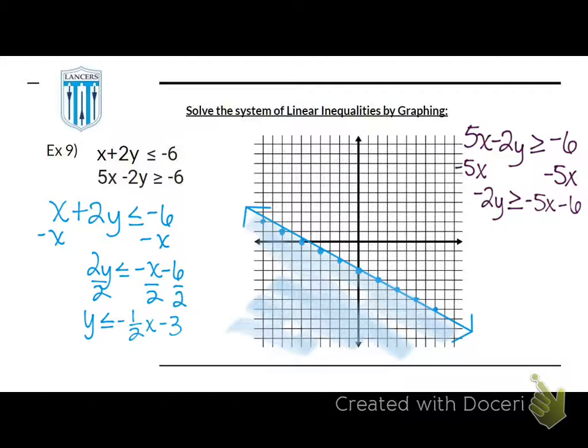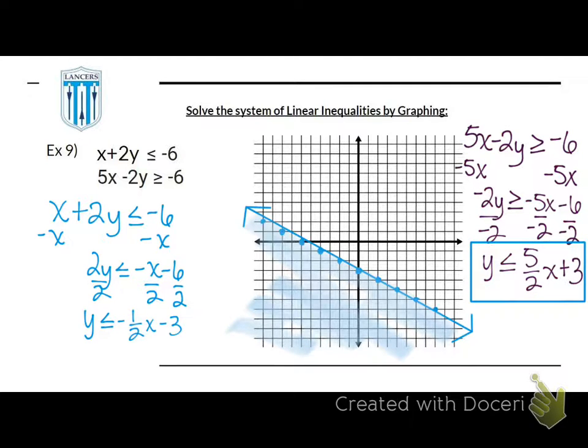The next thing I have to do, and if you were paying attention 2 days ago, one of your classmates gave us a heads up about this: we have to switch the symbol because we divided by a negative. So the inequality symbol has to flip around, which means your shading is going to be different than what you might have thought at the beginning. You should not decide on your shading until it's in slope-intercept form. Questions about what I mean by that? So this is what we graph. This is what tells us where to shade.